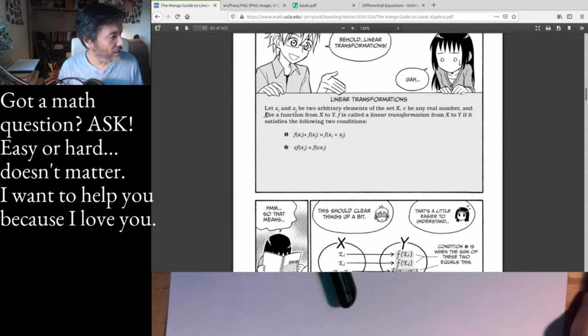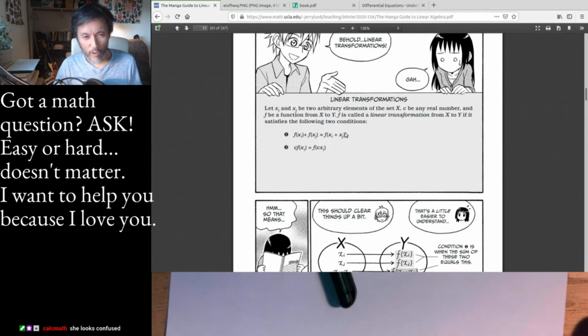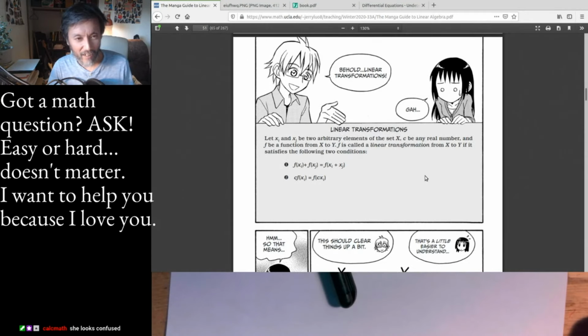Linear transformations. Let xi and xj be two arbitrary elements of x. Let c be any real number, and let f be a function from x to y. F is called a linear transformation from x to y if it satisfies the following two conditions. This is confusing. Don't you think this is legitimately confusing for somebody in her position? They just got done talking about how Japan is a set.